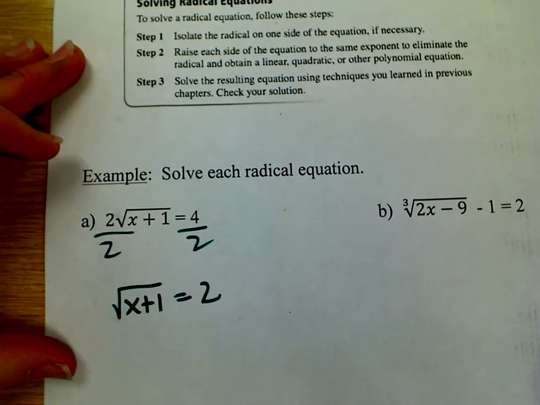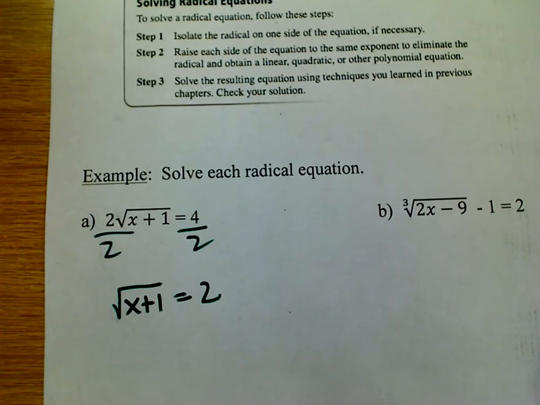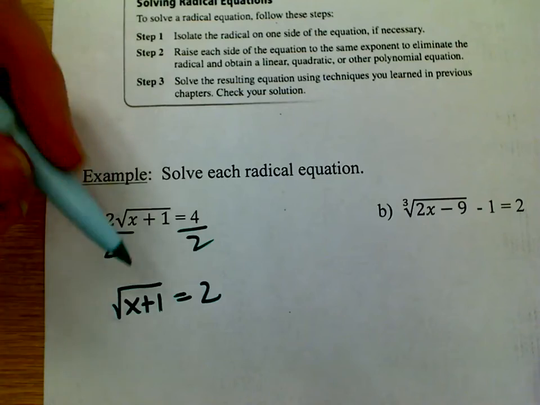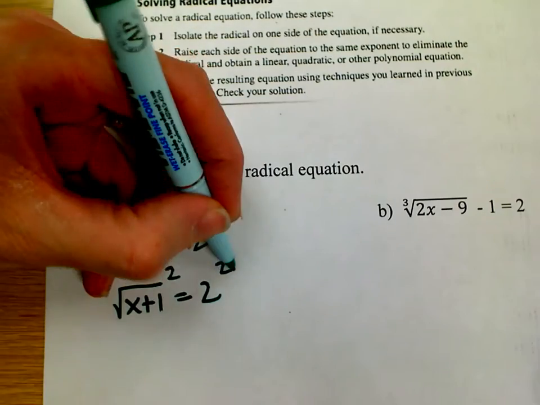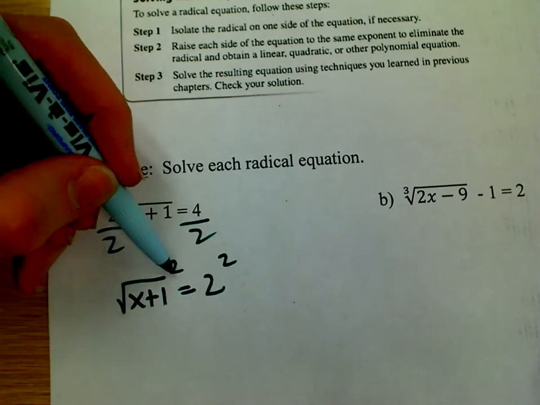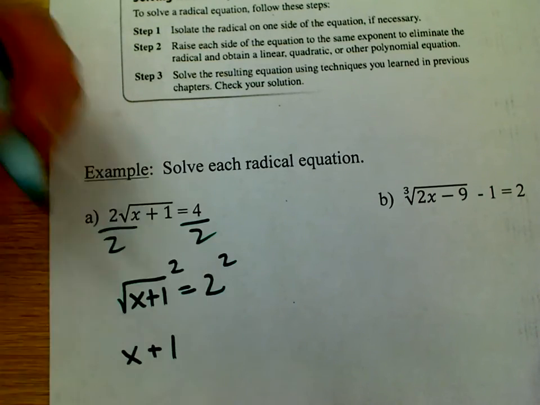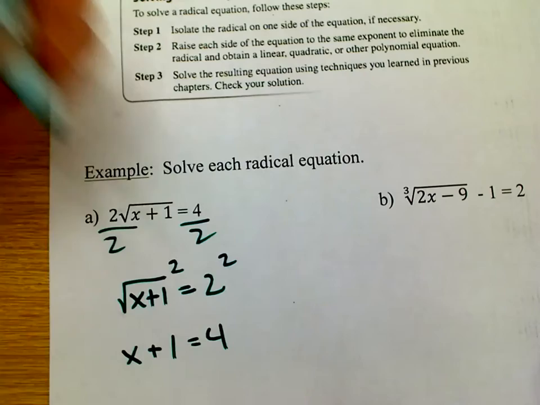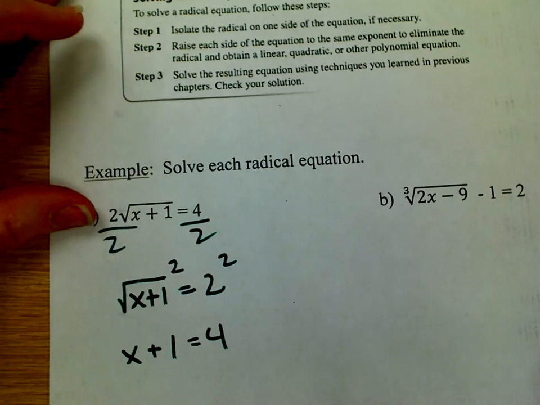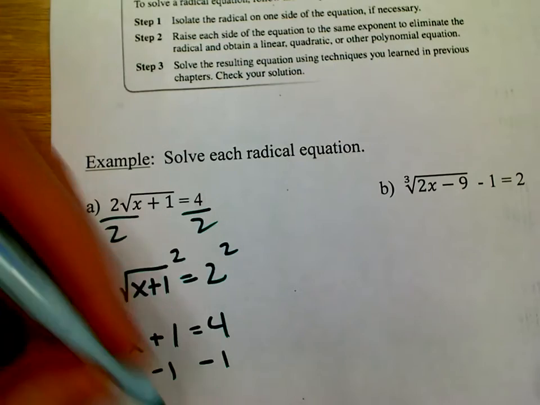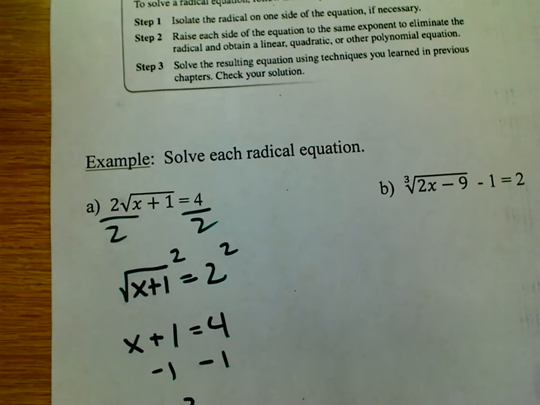Now I want to undo, or get rid of, that square root so that I can actually solve for x. The exponent that will undo a square root is 2, so I'm going to square both sides. The exponent of 2 and the square root undo each other, and you're just left with x plus 1 is equal to 4. And now you have a basic linear equation where you can actually solve for x. If you subtract 1 from both sides, you will get an answer of x equals 3.